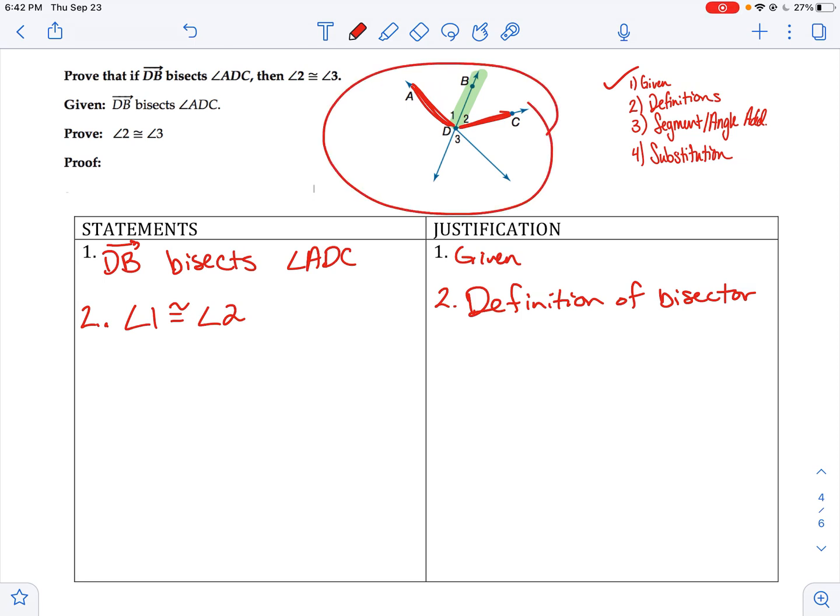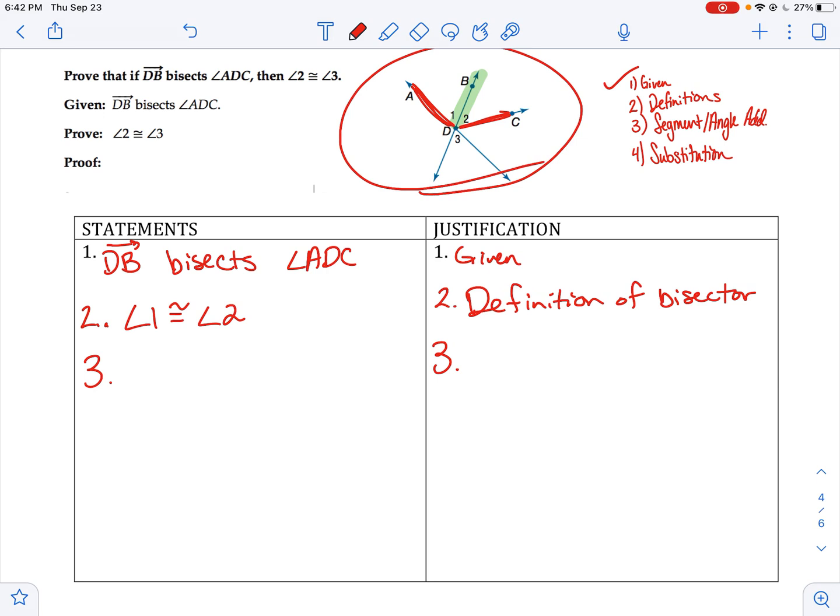Now I want you to look back at your image, and I would encourage you again to pause the video and try things every step as we go along on your own before you get help, just to get that practice of being independent and thinking a little bit harder on your feet. So step 3, there's no segment addition postulate, there's no angle addition postulate. Look in your picture again to see if there are any other angle pairs that you notice. Let me erase this. Do you see any other angle pairs in there?